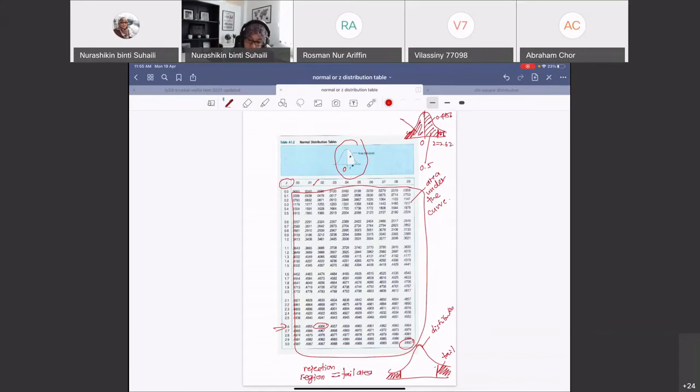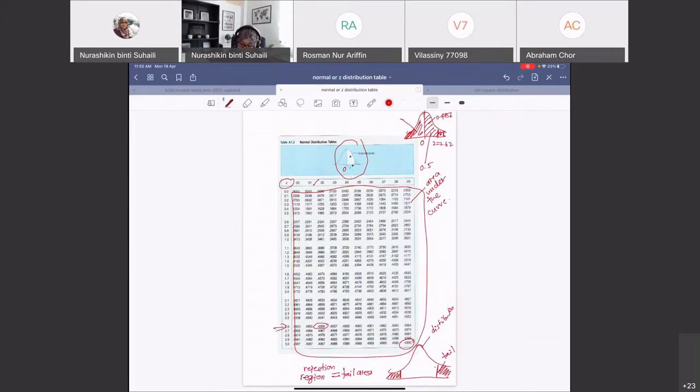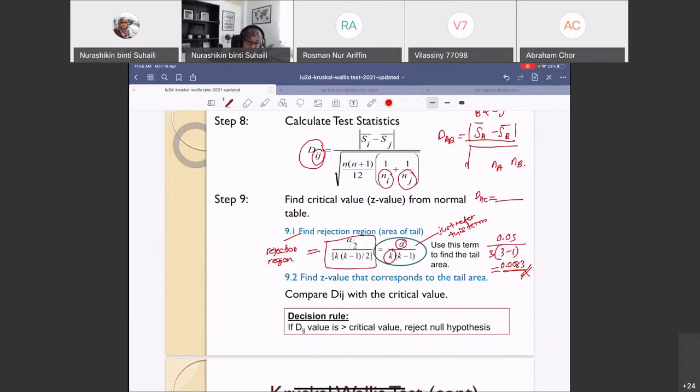Okay, so now when we go back to the things that we found out from step 9 just now, let's say you found out that the rejection region is equal to 0.0083. So how are you going to find the Z value from the table using this information? Okay, go back to the table. 0.0083 is referring to this area. And how do you want to find the Z value? Because now your objective in step 9, if you see back step 9, is to find the Z value that corresponds to the tail area. That is the objective of using the Z distribution table.